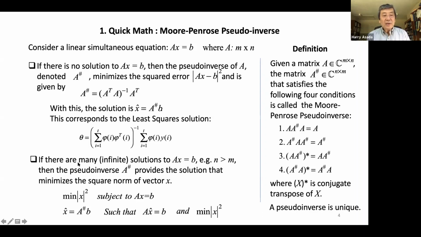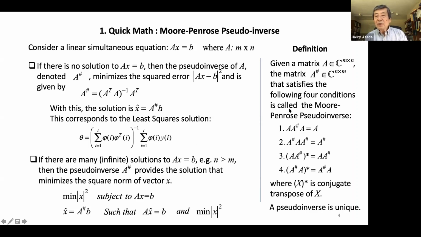The other situation is that you have basically an infinite number of solutions. If M is smaller than N, you don't have many equations to satisfy at the same time, so you have many solutions for X. They all satisfy these equations, right? The pseudo inverse at that time picks the particular solution that minimizes its own squared norm, subject to AX equal B. So this pseudo inverse solution satisfies this condition, and in addition it minimizes this squared norm. Both cases can be solved by using the pseudo inverse A sharp.